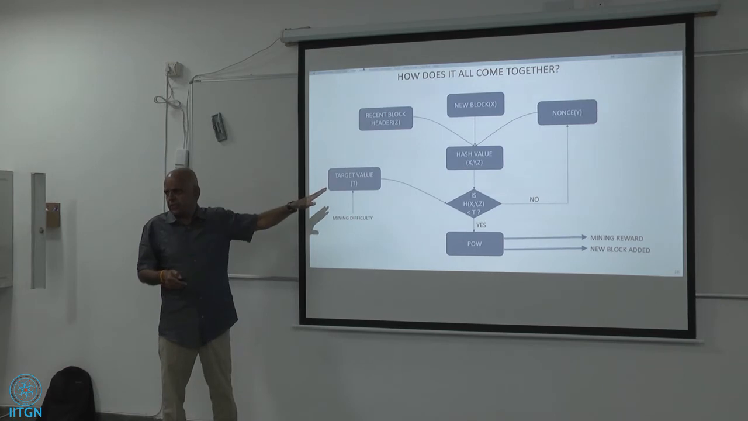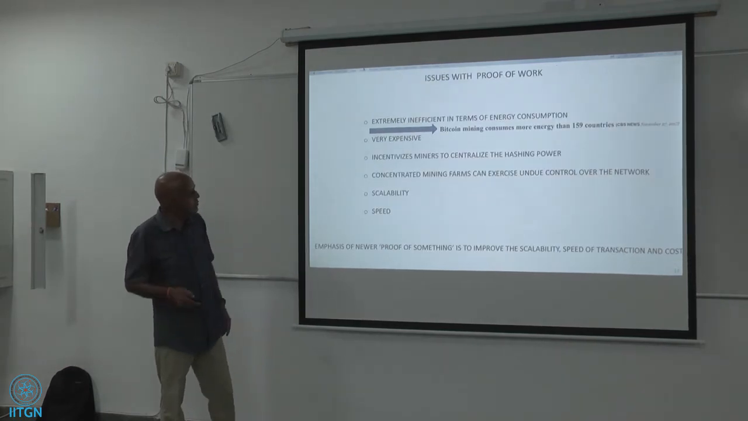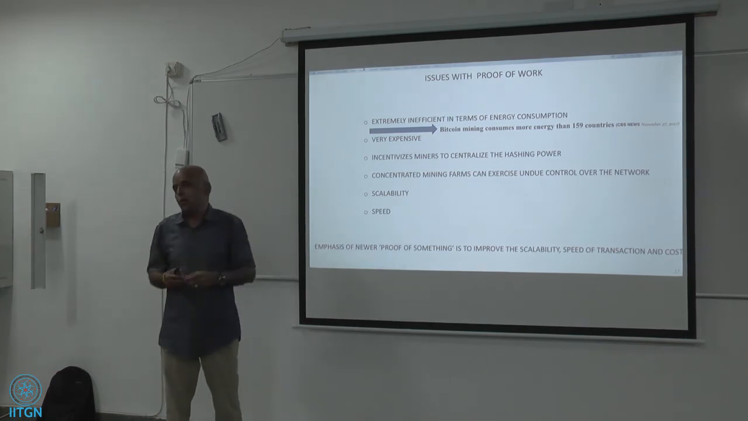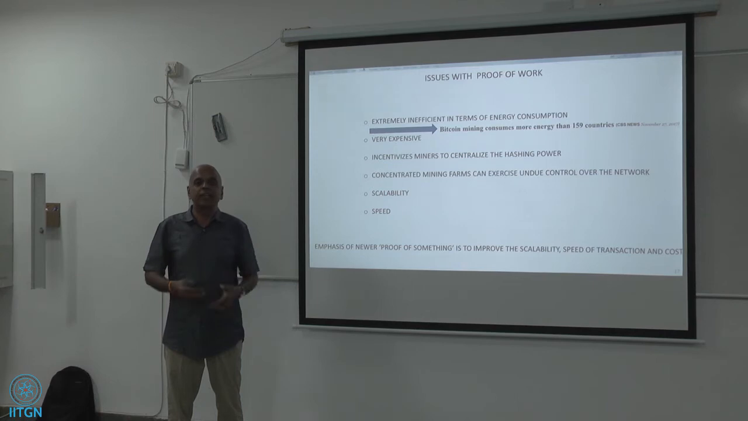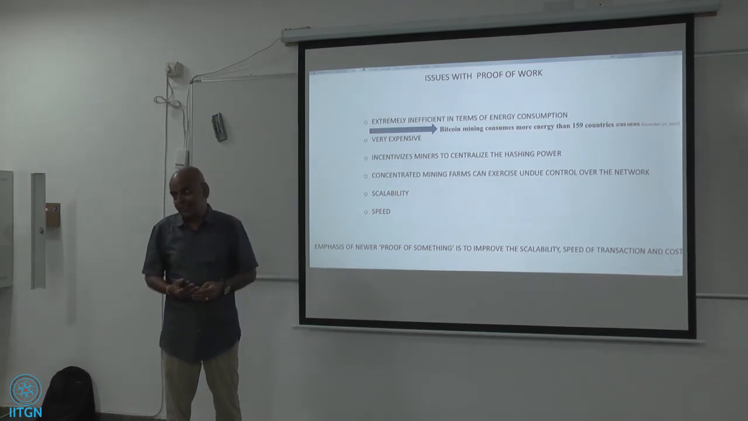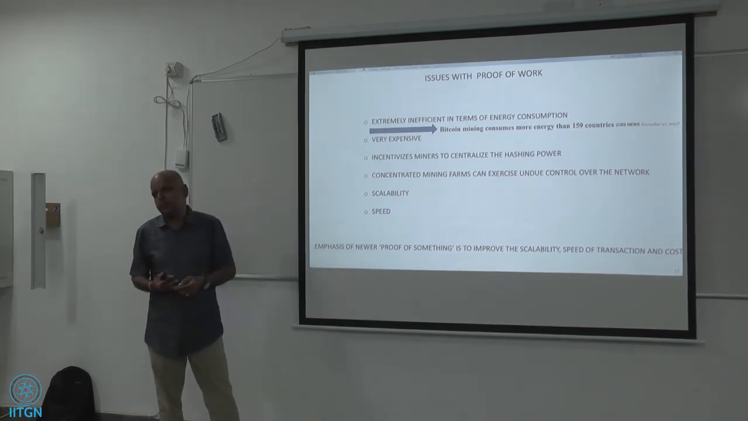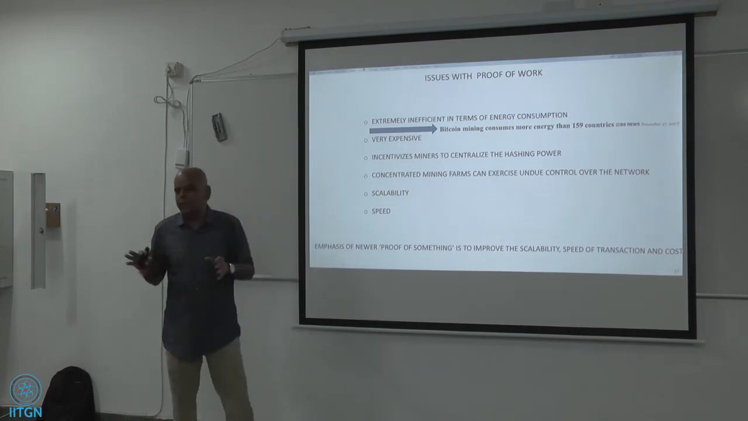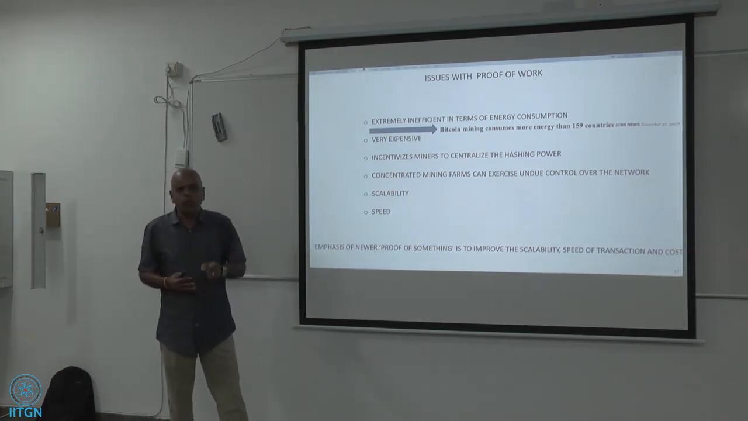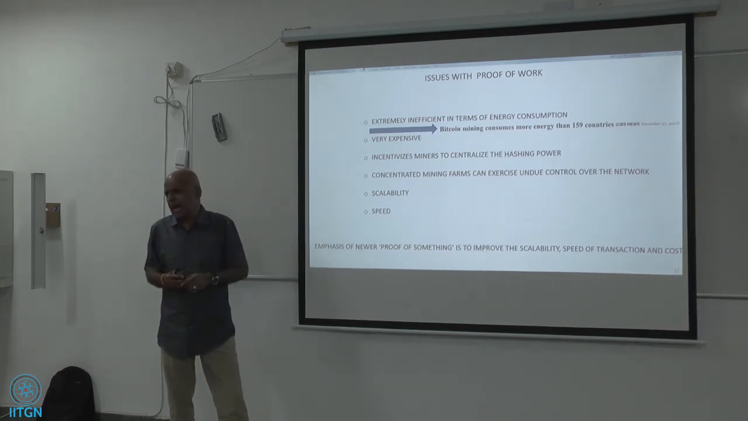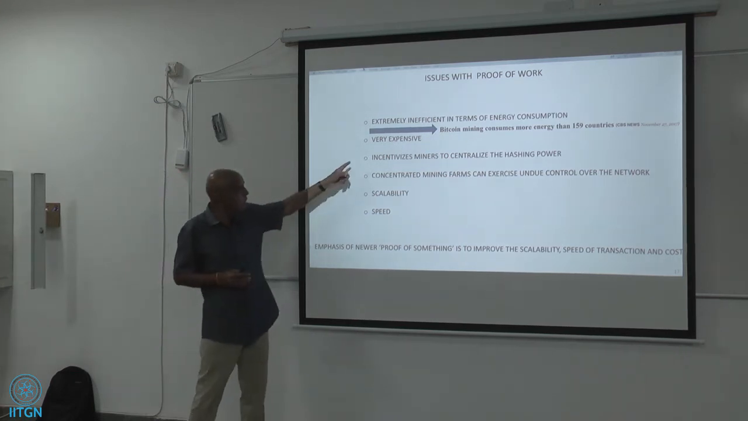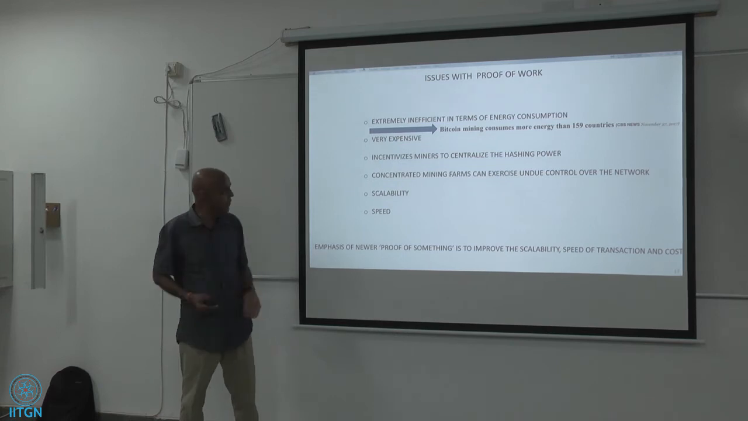Again, you will get a copy of all these things in the email from Pandey. So now, I've talked about all the great things about blockchain and cryptography. There are some problems, okay? Some of the issues are that proof of work is extremely inefficient in terms of energy consumption. Look at the note there. Bitcoin mining consumes more energy than 159 countries in the world. Think about it. How difficult Bitcoin mining is. Very expensive because of compute power and energy.